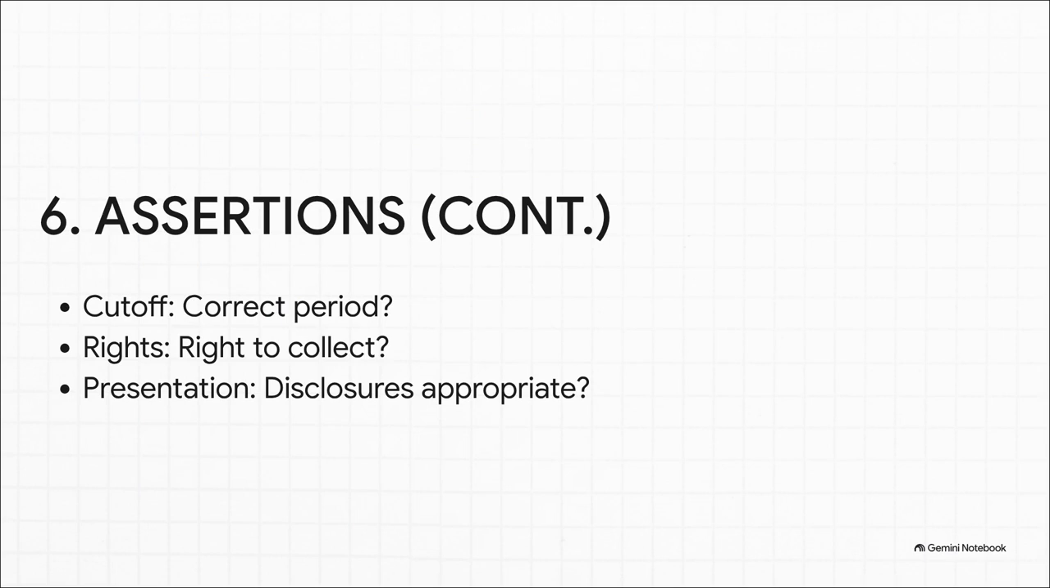Wrapping up the assertions, we test cutoff. Are things recorded in the correct period? No recording January sales in December just to hit a year-end bonus target. Then, rights and obligations. Do you actually have the right to collect? If a company factors or sells its receivables to a third party, they don't have the right to collect anymore, so it shouldn't be on the books. And finally, presentation. Are the disclosures appropriate and transparent for anyone reading the financials?